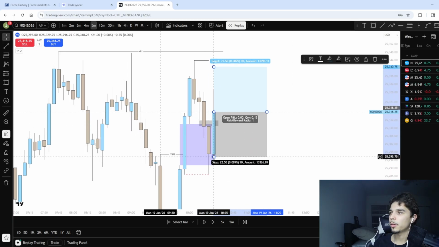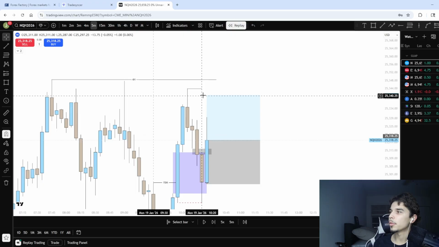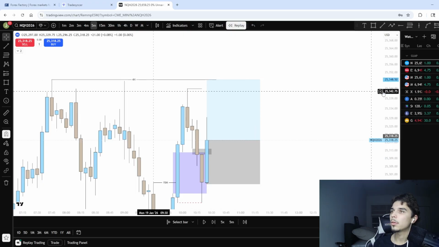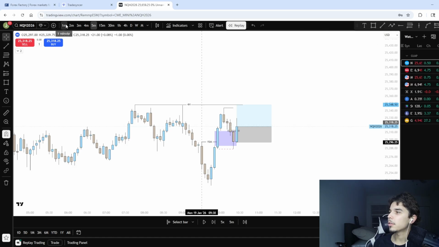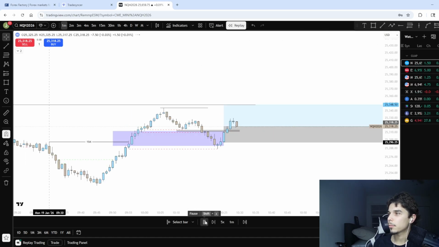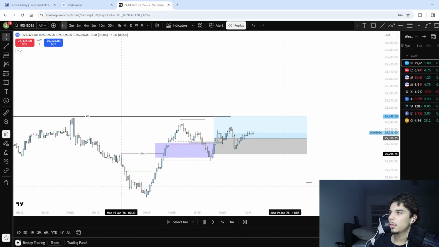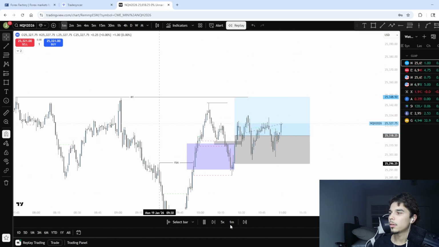Stop somewhere down here. Damn, only a 22-point stop loss. That's not bad at all. Price wasn't moving like that. I would have full-ported this. Let's see how this plays out. 5-minute, and does it end up playing out? Bang, it ends up playing out.